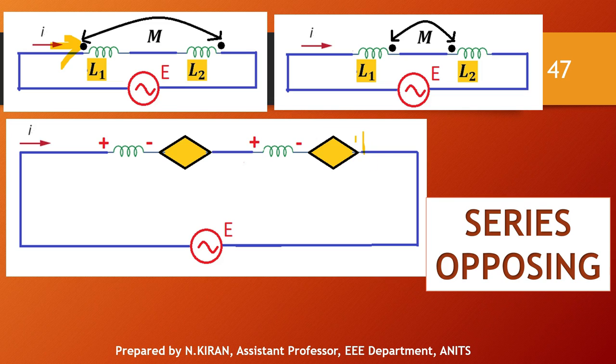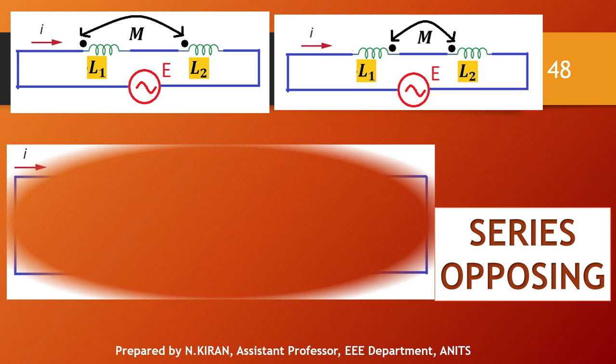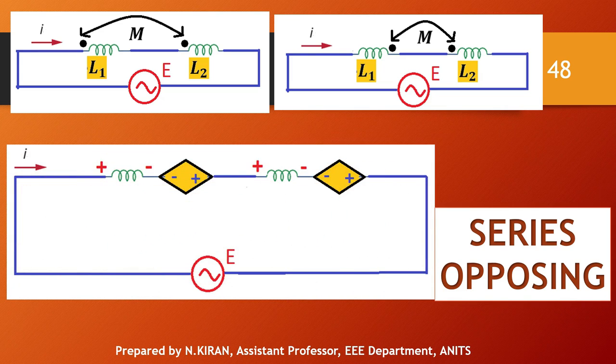So here I will get positive, here I will get negative. In the second coil also, since current is entering at the undotted terminal, and the undotted terminal is located on the rightmost side, here will be positive, and here negative. So the polarities for the dependent sources here will be negative, positive, negative, positive.